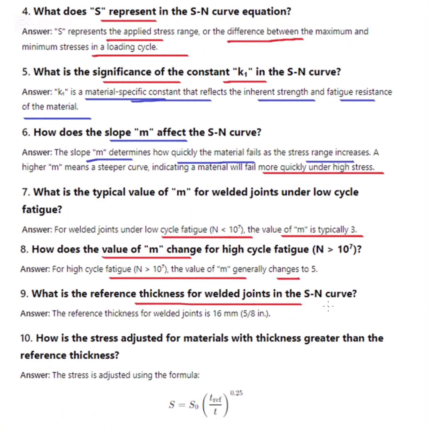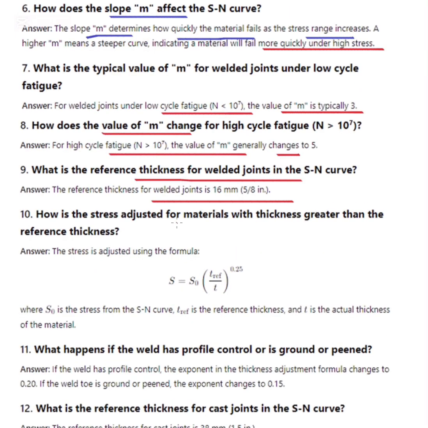What is the reference thickness for welded joints? The reference thickness for welded joints is 16 mm. How is the stress adjusted for materials with thickness greater than the reference thickness? The stress is adjusted like S equal to S naught into (T ref by T) power 0.25. S is the stress from the SN curve, T reference is the reference thickness, T is the actual thickness.